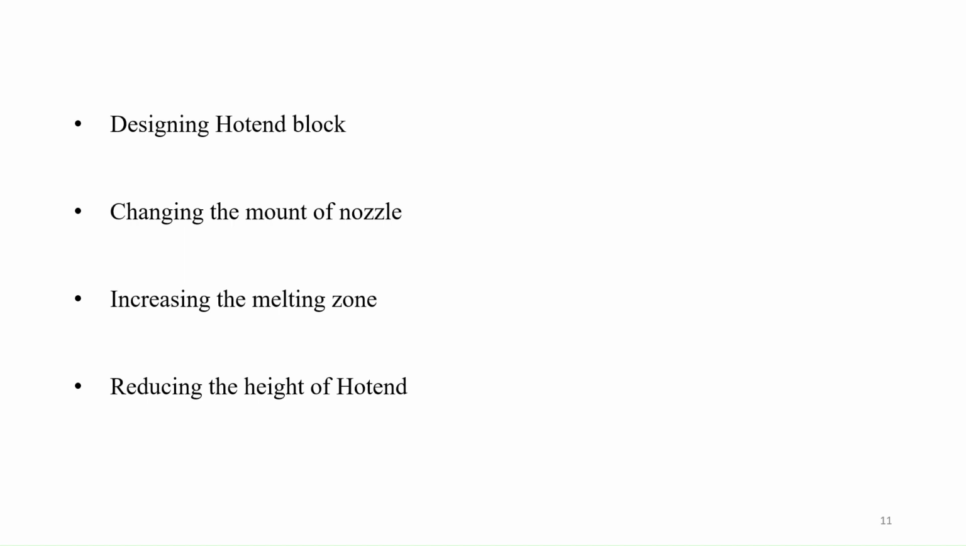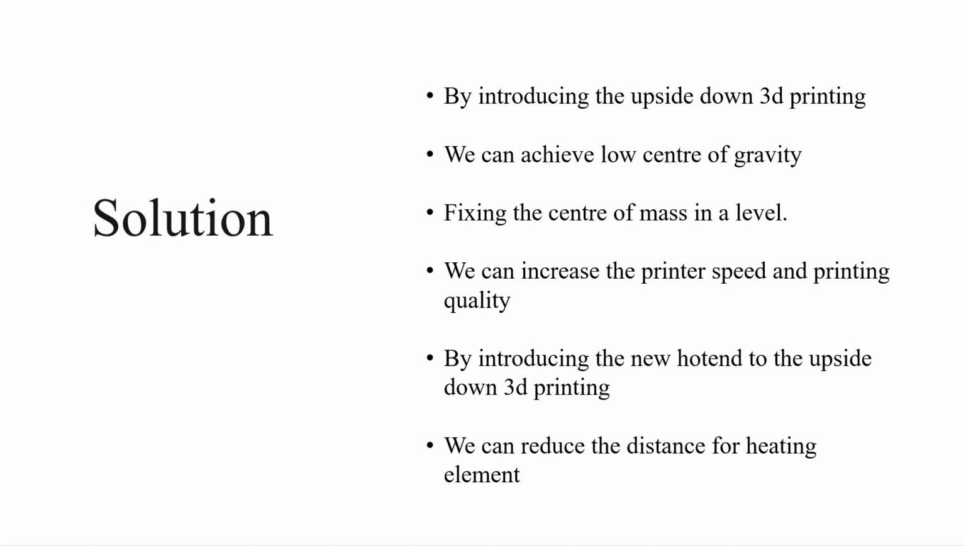Solution. By introducing upside-down 3D printing, we achieve a low center of gravity. By fixing the center of mass level, we can increase the printer speed and the printing quality. By introducing a new hotend to upside-down 3D printing, we can reduce the distance for the heating element.